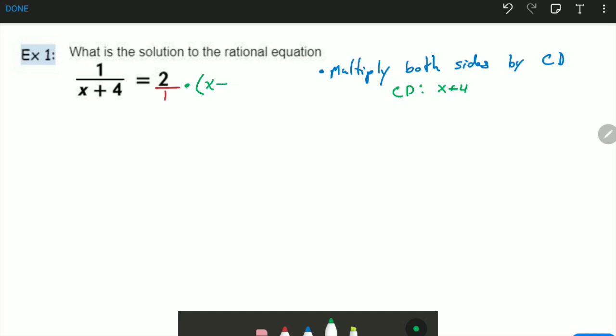Remember, what you do to one side, you must do to the other. In doing this, on the left side, the x plus 4s are going to end up canceling out, leaving us with just 1. And on the right side, we'll actually have to do that multiplication, but for now I'll just write it as 2 times x plus 4. After multiplying both sides by the common denominator, you'll just solve the resulting equation.